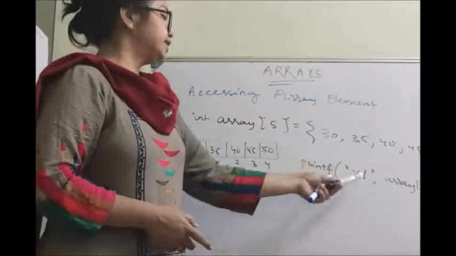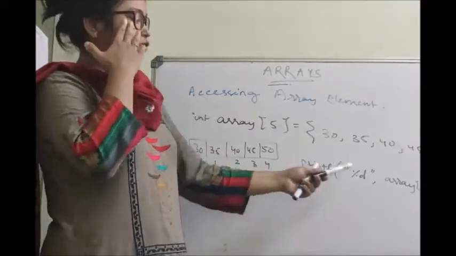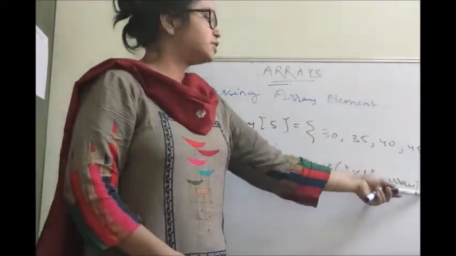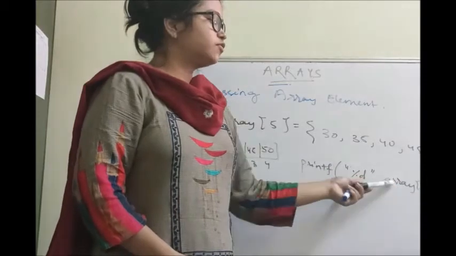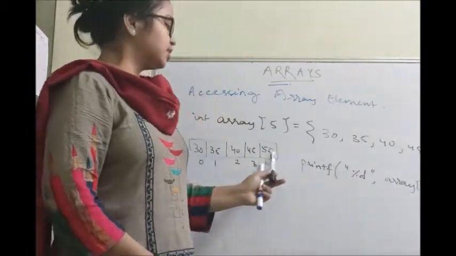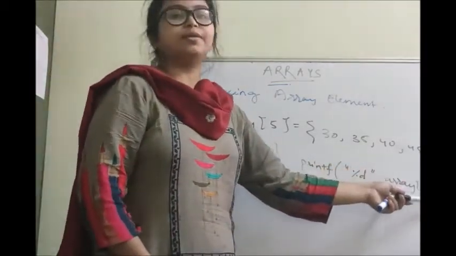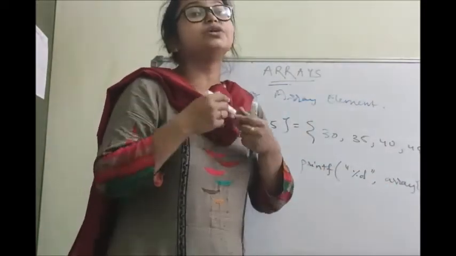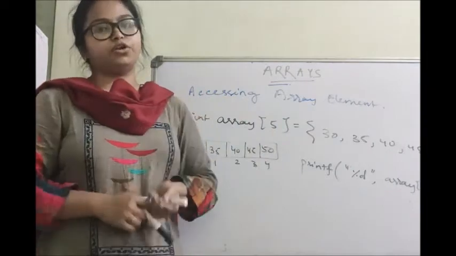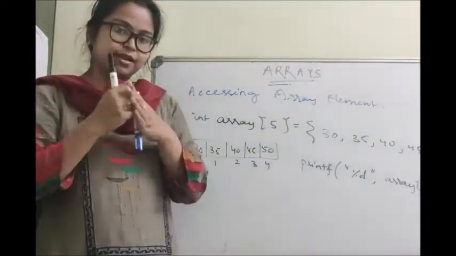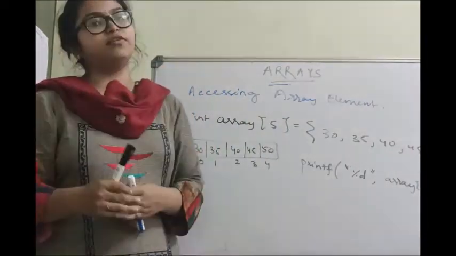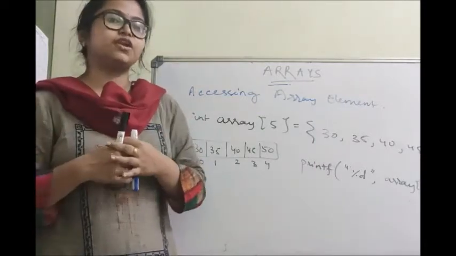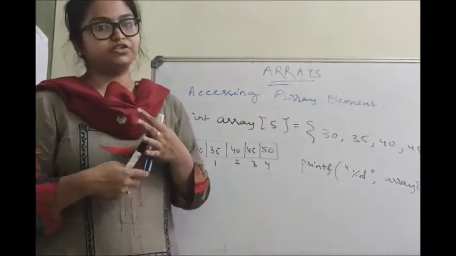So you can simply write printf. What is the data type? Since it's an integer data type, we will use %d, and we are asking to print the array's 4th element. That is, accessing an element of an array can be made through its index. This is the key point to note here. You can access an array element through its index always. Without its index value, we cannot access the elements of an array.